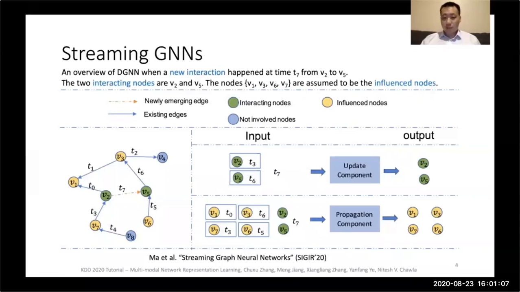And the second part is called the propagation component. That is, looking at the neighbors of v2 and v5. v2 is connected to v1 and v7, and v5 is connected to v3 and v6. So the neighbors of v2 and v5 have an impact on the new interaction. So aggregating the information from neighbors, from v1, v7 to v2, and from v3, v6 to v5 is absolutely important. So you get this update component and the propagation component.